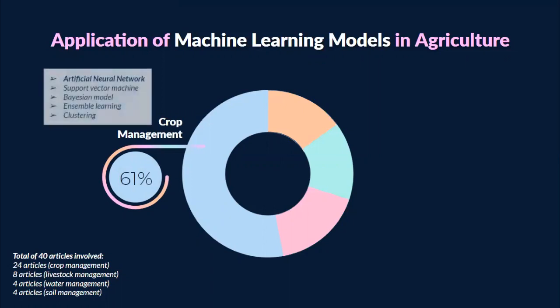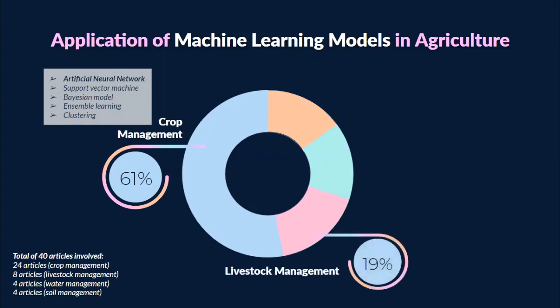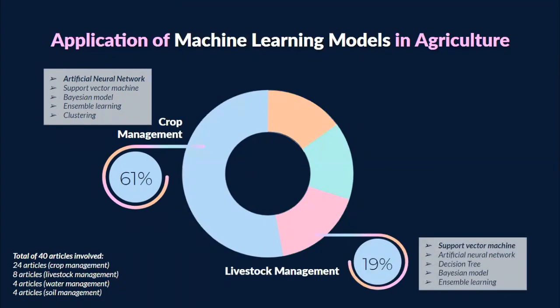Specifically, artificial neural network is the most implemented learning model in crop management, followed by support vector machine, Bayesian model, ensemble learning, and clustering. In livestock management, support vector machine is the main machine learning model, followed by artificial neural network, decision tree, Bayesian model, and also ensemble learning.